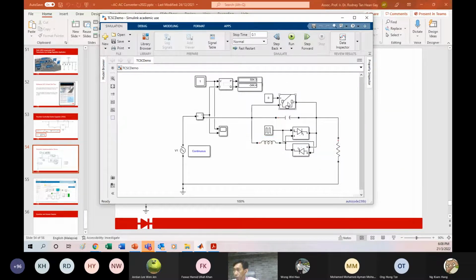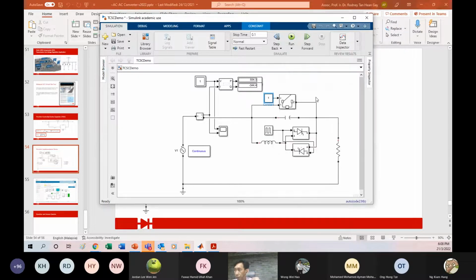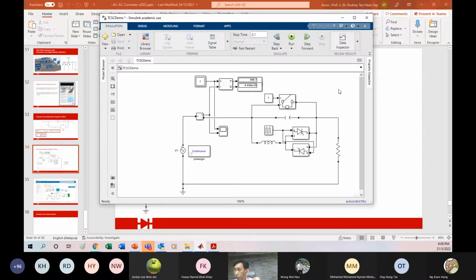And then we have a switch here. Zero is to open, one is to bypass. So let's say I just bypass this first. I put a one, as in the switch will close. We run the simulation. You can see that the real power is 998.7, almost 1000, right? And almost no reactive power, very low reactive power, simply because I'm just transmitting real power.